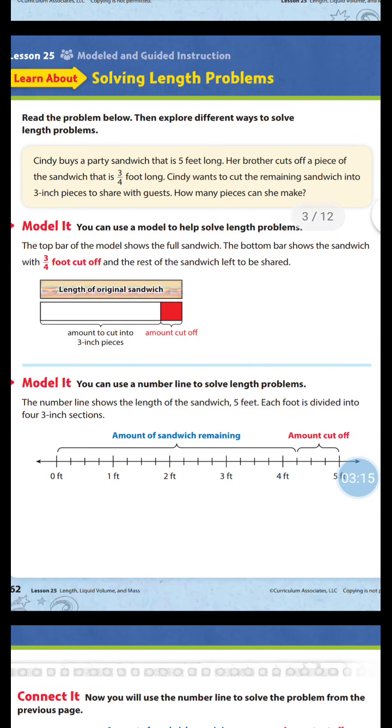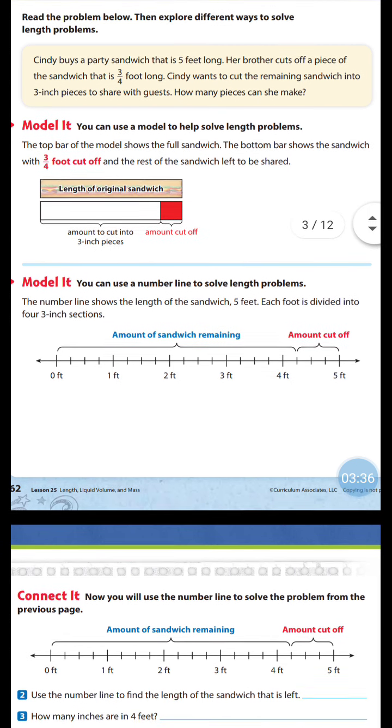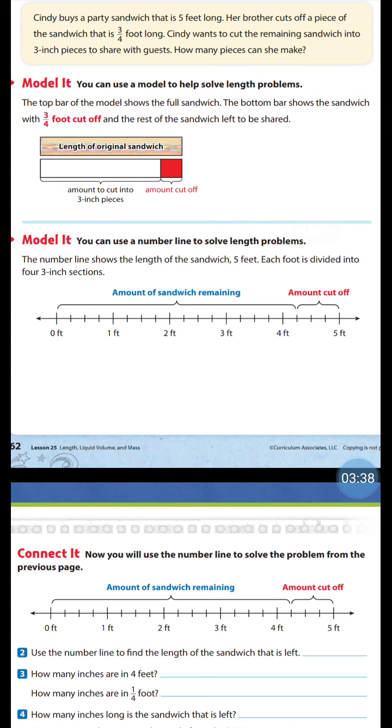Okay, Cindy buys a party sandwich that is 5 feet long. Her brother cuts off a piece of the sandwich that is 3/4 foot long. Cindy wants to cut the remaining sandwich into 3-inch pieces to share with her guests. How many pieces can she make? Okay, the number line shows the length of the sandwich, which is 5 feet. Each foot is divided into 4 3-inch sections.